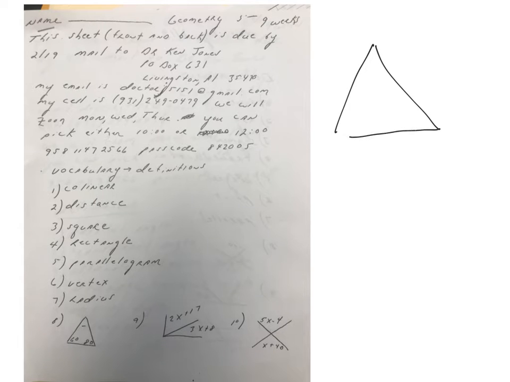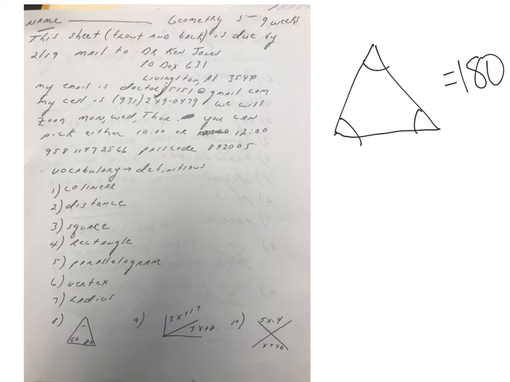So every triangle has three angles. It doesn't matter if it's an isosceles triangle, a right triangle, or a scalene triangle. Any triangle has three angles. This one, and this one. And those three angles together add to equal 180 degrees. It's called the angle sum theorem.